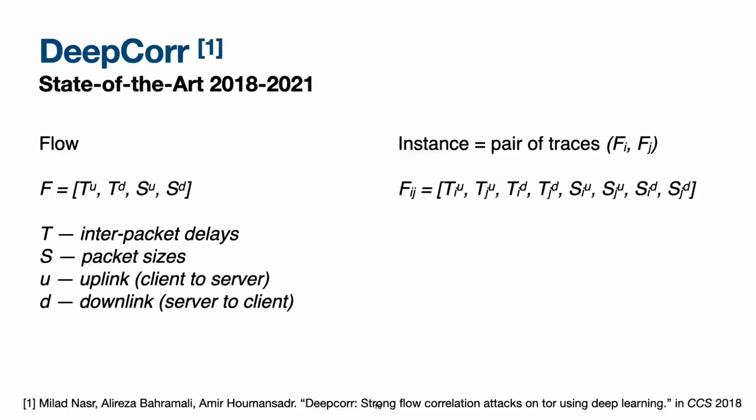To answer this question, I will first briefly introduce the state-of-the-art end-to-end confirmation attack, which at the moment of our study was DeepCorr. DeepCorr uses a deep neural network to correlate traffic flows, and each pair of flows is represented as their inter-packet delays, that is timings, and packet sizes. As you can see, half of the signal is timing, so it definitely plays some role, but we still need to evaluate if the attack benefits from that timing overhead that we suspect the single proxy introduces.